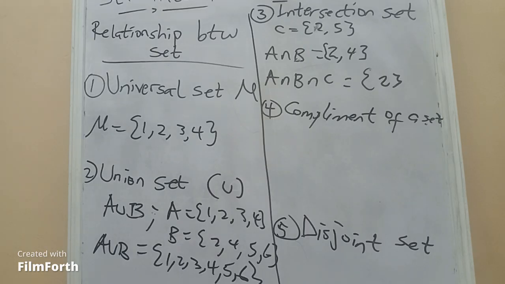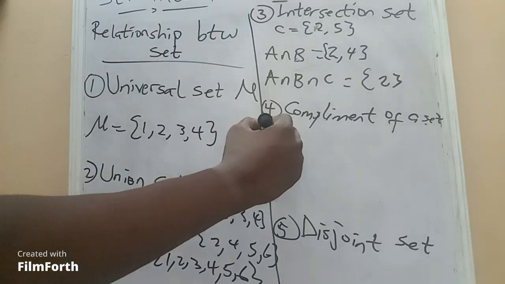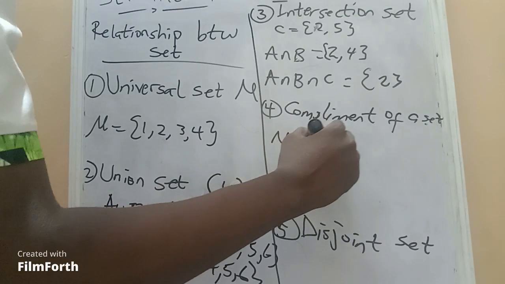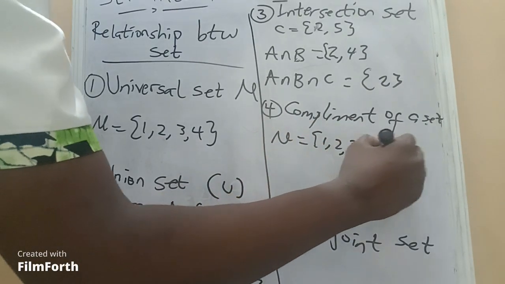When we talk about the complement of a set, we are talking about when you subtract the elements of a particular set from the universal set. Anything left in the universal set will be the complement of that set. The English might be too strong. All I'm saying is, let's assume we have the universal set to be 1, 2, 3 to 10.